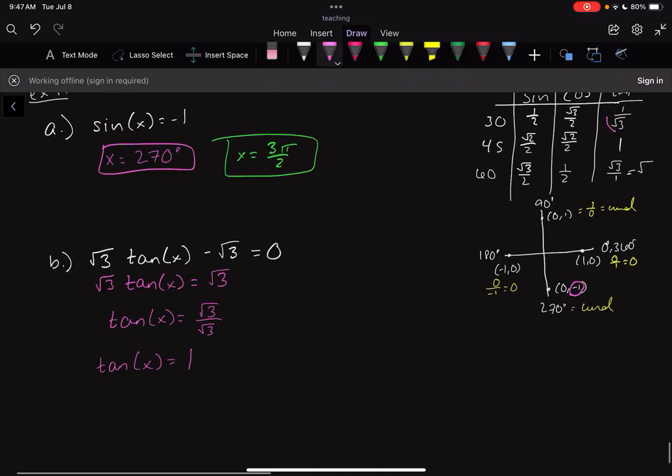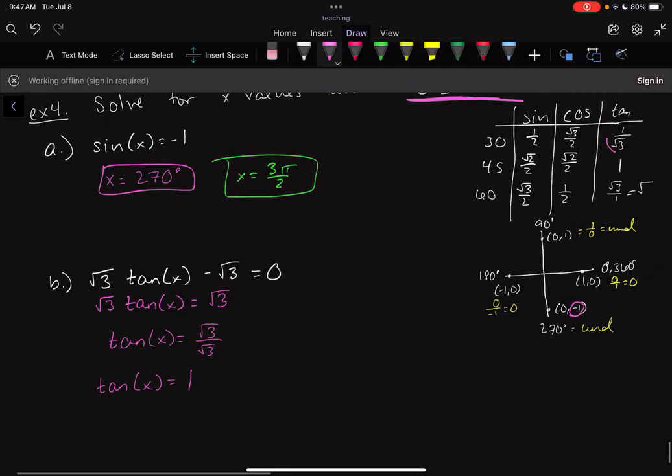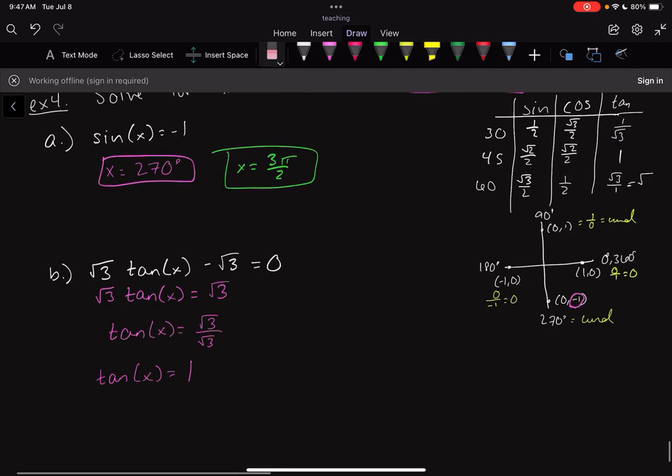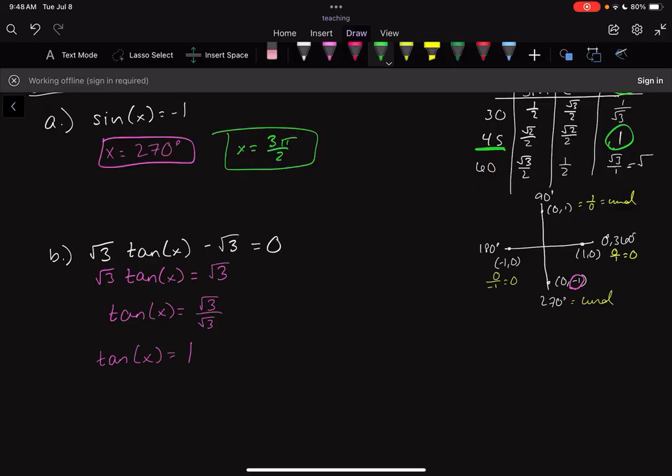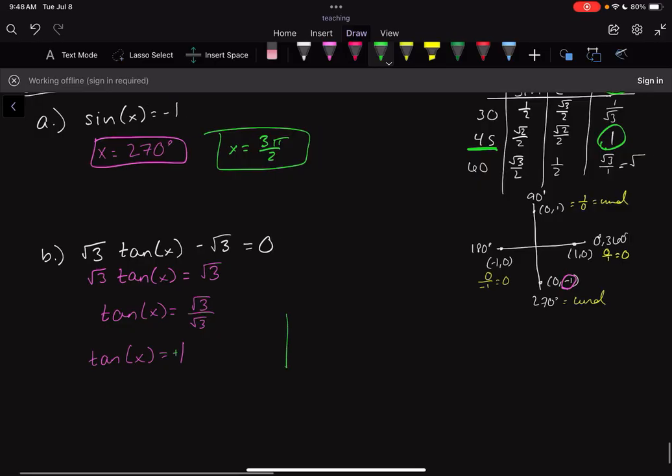So I use the root 3s almost to throw you off, to think like, oh, maybe it's 30 or 60. But actually, when you simplify it, it's just 1. So I come over to my table. Tangent is 1 at 45 degrees. But I need to be careful here because tangent is positive. So I got to think about where tangent is positive. Quadrant 1 and quadrant 3. Reference of 45.